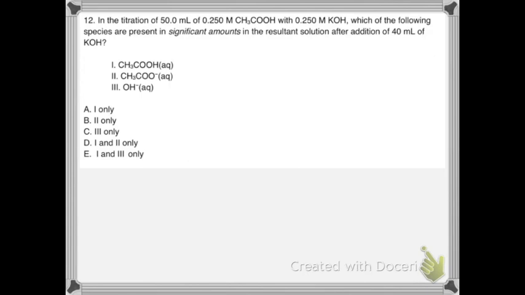Okay, so here in number 12, we have a titration problem with a weak acid, acetic acid, and a strong base, potassium hydroxide. So let's start by writing the reaction between them. And so for the strong base, we know that the potassium is a spectator and is negligible, so I'm going to write it just as OH minus for simplicity. And this will totally react to form the acetate ion and water.